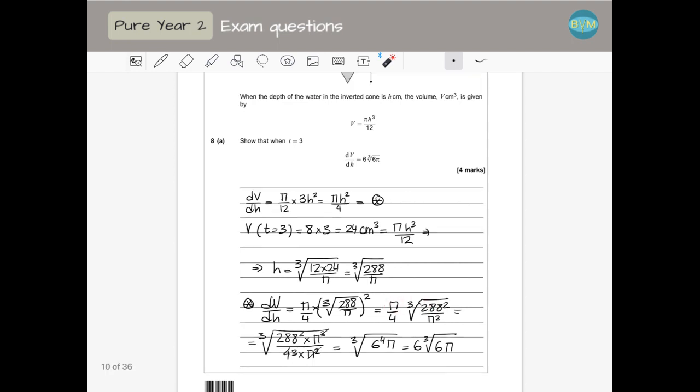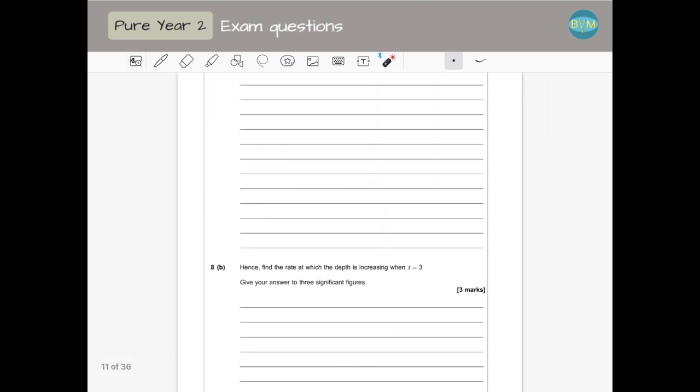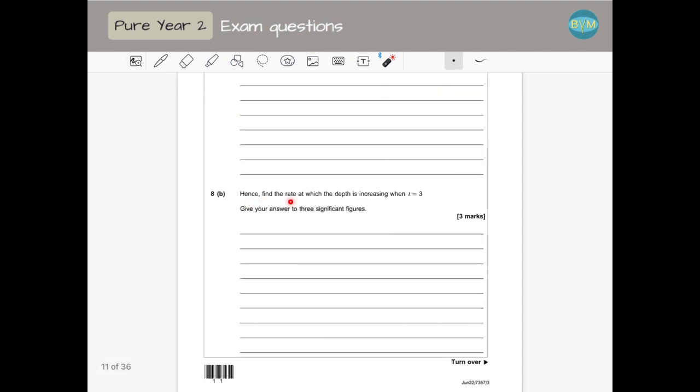Then the second part says, hence find the rate at which the depth is increasing when t is 3. The rate at which the depth, so h, is increasing. Every time they say the rate, it is the derivative with respect to t, and we need to check the change in depth, which is h. So I'm looking for this one, but I don't know h in terms of time. So I know the volume, but not the h.